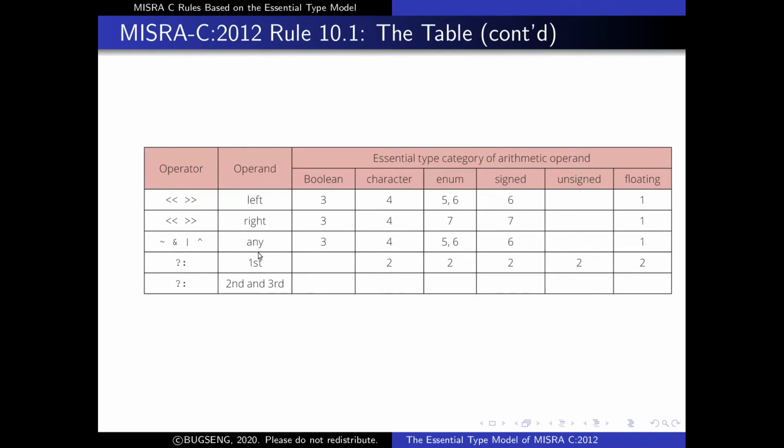So this table explains various things. For example, for the first operand of the conditional expression, you can only have a Boolean. You cannot have any other thing.